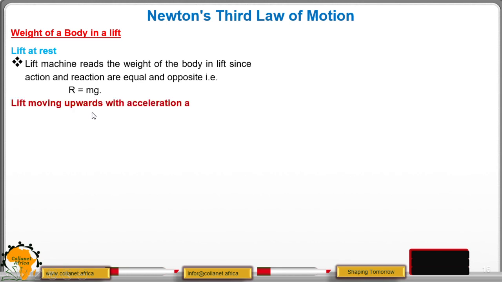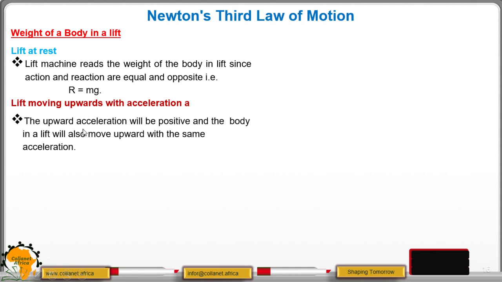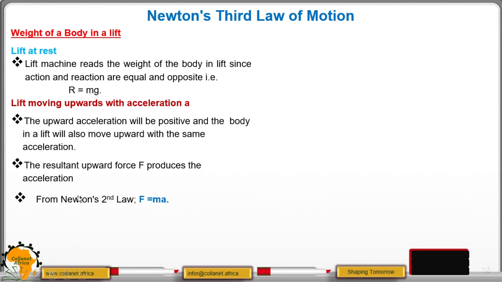Then we look at the lift moving upward with an acceleration a. Now, for this case, the upward acceleration is positive, and the body inside the lift is also moving upward with the same acceleration. Therefore, we can get the resultant upward force as follows. From Newton's second law, F equals ma. The resultant upward force F will be equal to the total upward force P minus the downward force, weight W.